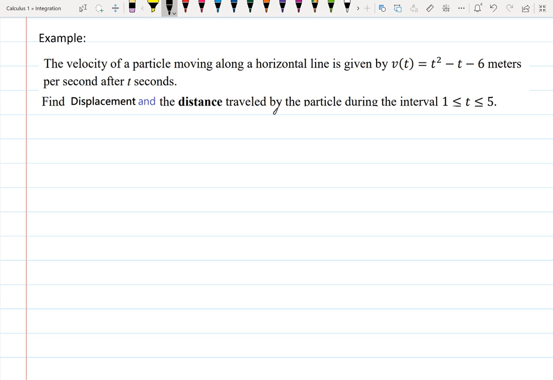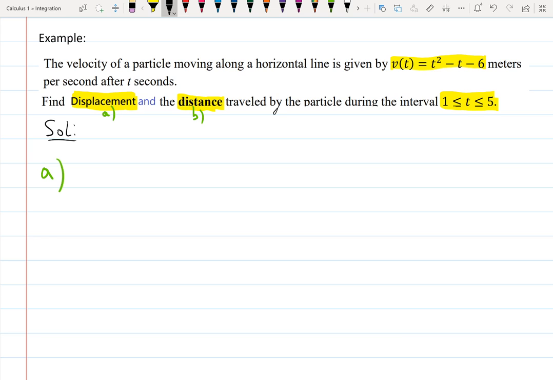In this example, the velocity of a particle moving along a horizontal line is given by the function t squared minus t minus 6 meters per second after t seconds. Find both displacement, that's how much I actually ended up away from the original point, and then find distance, that's how much I walked, or in this case, maybe I was driving, doesn't matter, traveled by the particle during the interval from 1 to 5. Interval from 1 to 5 gives you the hint that we will create an integral from 1 to 5. Solution. And just like in the definition, I will code A and B. A is the simple one because it has no absolute value in that one.